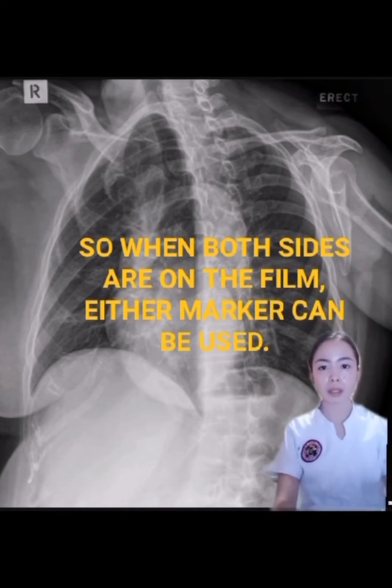So when both sides are on the film, either marker can be used. We can put the marker either only on the left or right side only, but we can also put the marker on both sides.